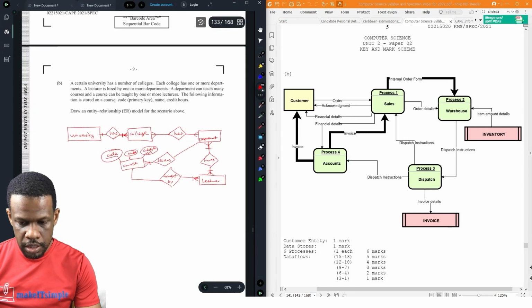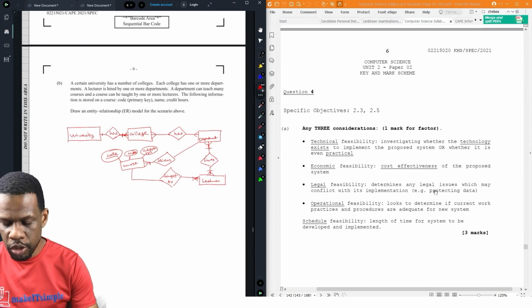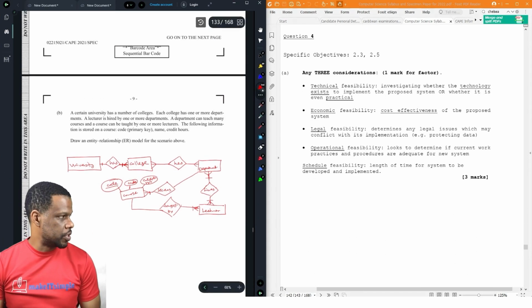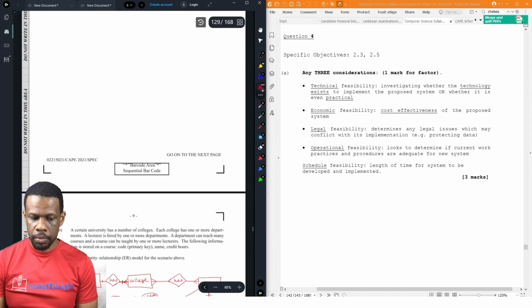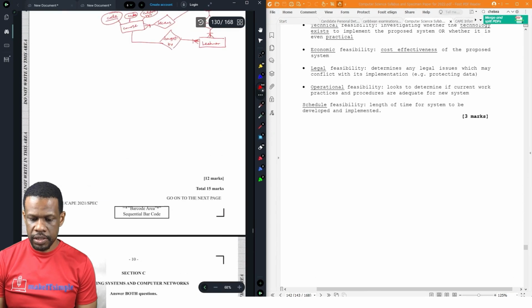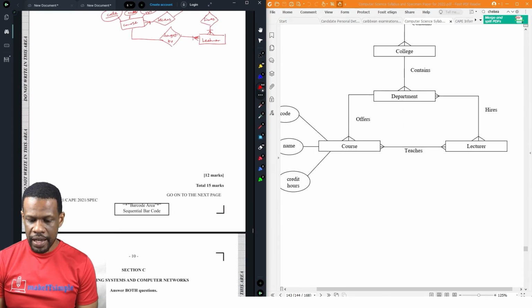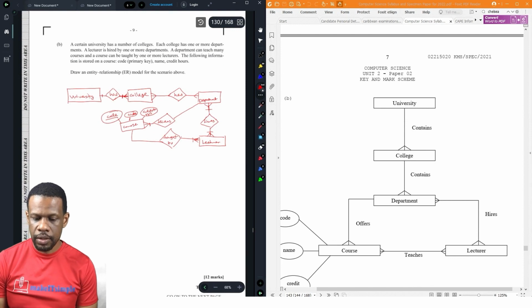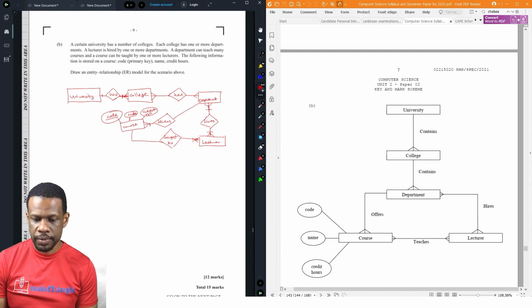Let's see, they have university contains, they don't even have the one or more. Sometimes it's confusing when you're supposed to put in the one or more, but they don't put it in, because they put it in some things. And even they have the code here. The code is the primary key, but they didn't underline it. Clearly, once you state that the code is the primary key, you must put it in.